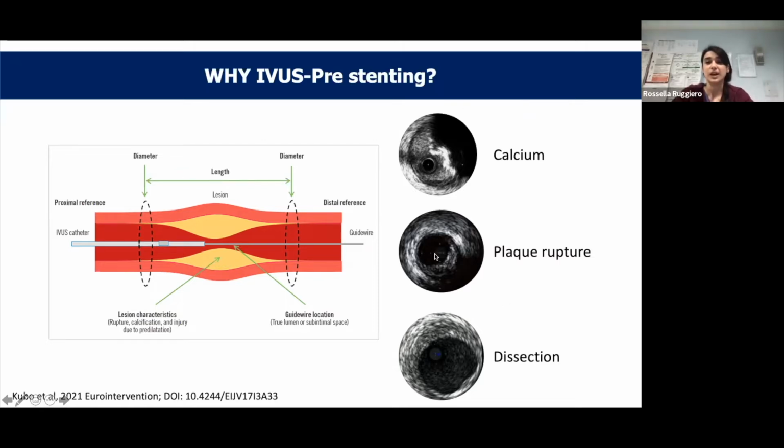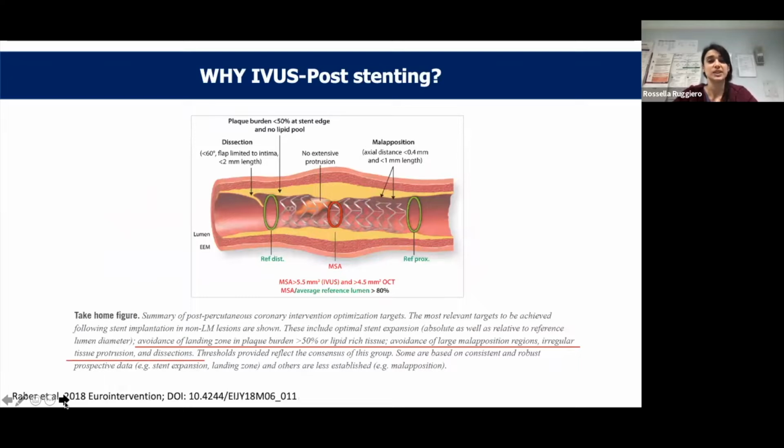On the right side of the slides, you can see how IVUS is able to evaluate the presence of calcium, of course, the presence of rupture of the plaque, even if it's a little bit more difficult, and the presence of dissection. But IVUS is also important in the post-stent setting. Particularly, it is able to evaluate the presence of malapposition, the presence of dissection, and plaque burden outside the edge of the stents, and also the presence of extensive protrusion in between the stent struts.